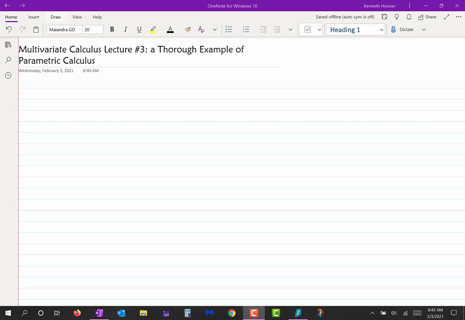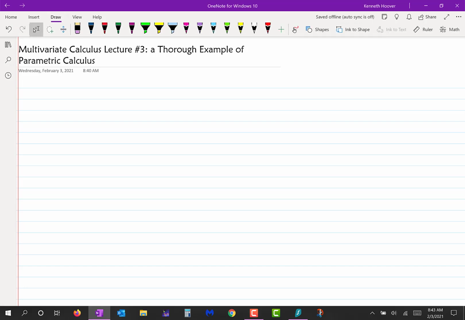Okay, in this lecture I want to go over an example using the stuff that we learned in the first two lectures. We're going to look at this pair of parametric equations. X equals negative 3t squared plus 9. Y equals t cubed minus 3t. And what we're going to do is use calculus to figure out what we can about this curve.